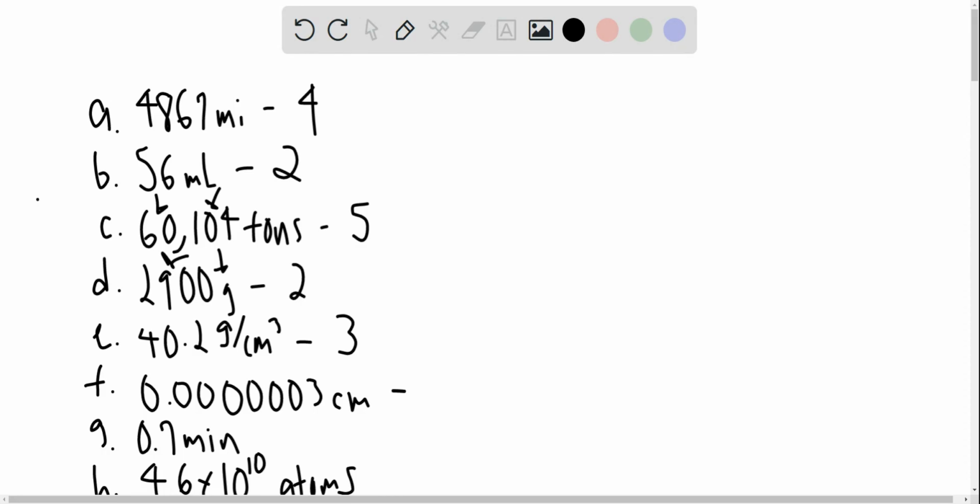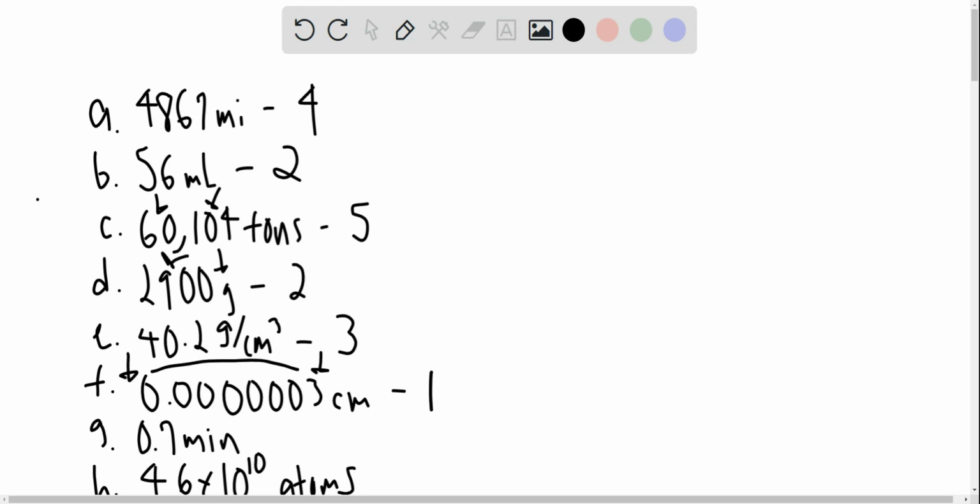Now let's look at F, 0.0000003 centimeters. Now, all these zeros that you can see here are not sandwiched by significant digits. There is no significant digit on the left side to sandwich them with the 3 on the right side. So actually, all of these zeros here are insignificant, and the only significant digit is the 3. So it's just 1 sig fig, and that's 3.